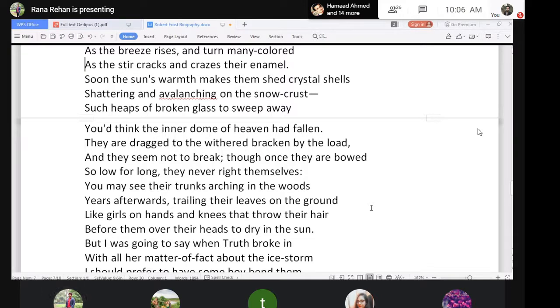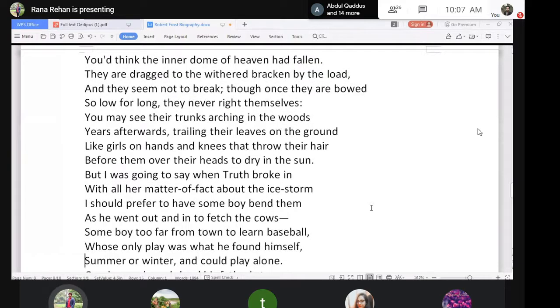So he is actually talking about that situation. How strong it is, which is like girls on hands and knees that throw their hair before them over their heads to dry in the sun. So you see that from the back to front. So it seems like the same position as he is talking about, that how the tree is also bent forward and the upper branches of the tree are spreading on the ground. The same as he's talking about the girls, they actually dry their hair in the sun by throwing them from before over their head. So this is, again, you can say that you can easily understand.